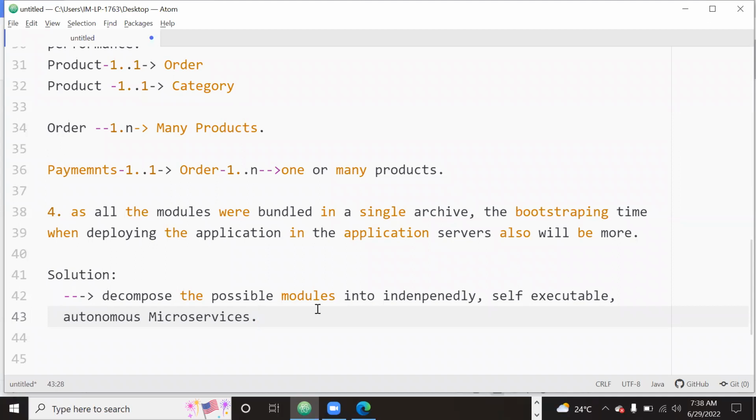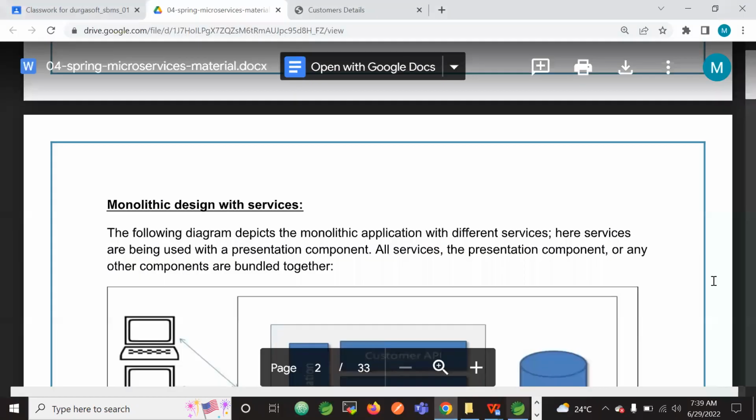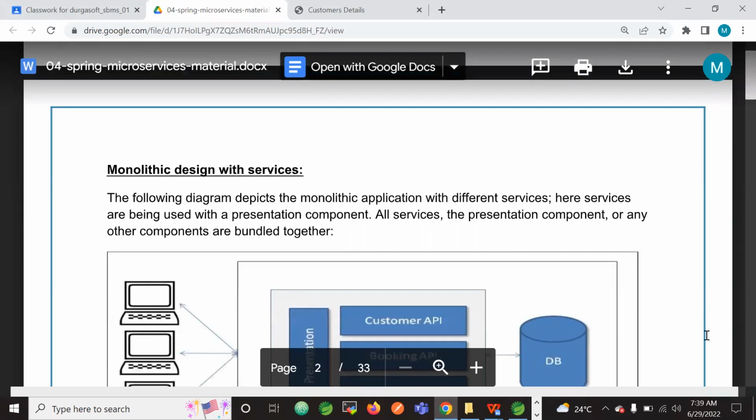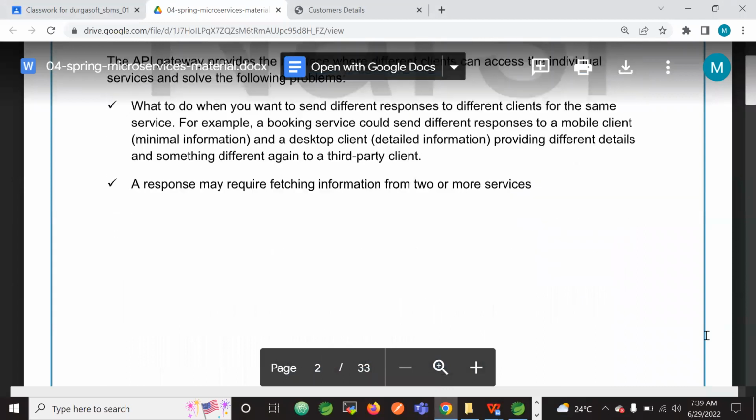What does this mean? Maybe you might not understand at this moment in a single class, but the idea is to break down the application into small applications, and then the small applications will be self-executable and autonomous. That means they will be executable inside their own server. This is the meaning of it.